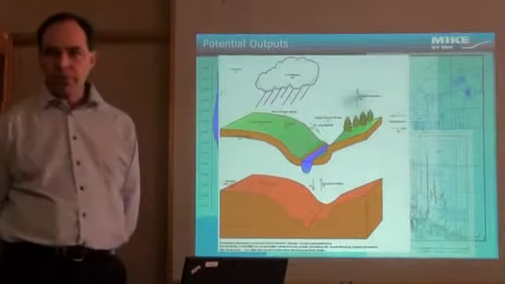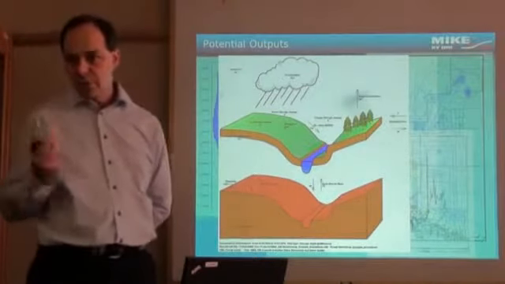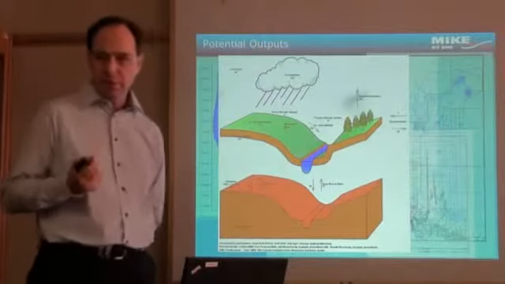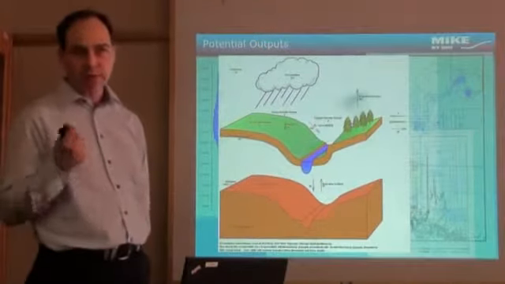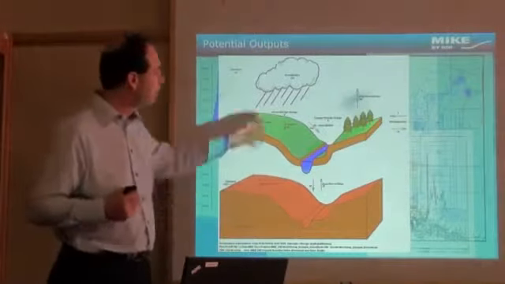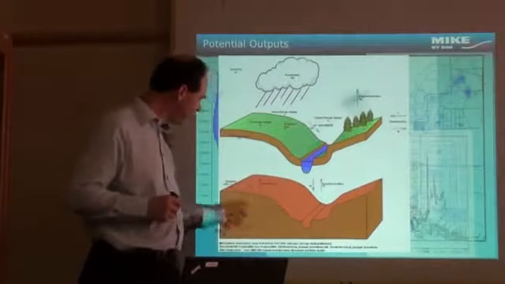But one of the most important outputs from an integrated catchment model is real water budgets. And the real water budgets are important because they really allow you to understand what is happening in your system. So that you have precipitation, and what fraction of that precipitation goes to evapotranspiration? What fraction goes to groundwater storage?